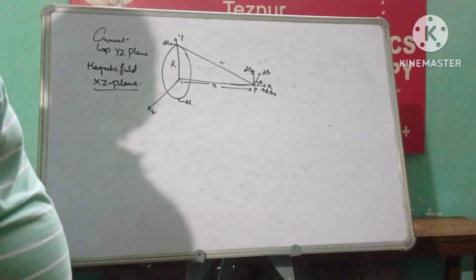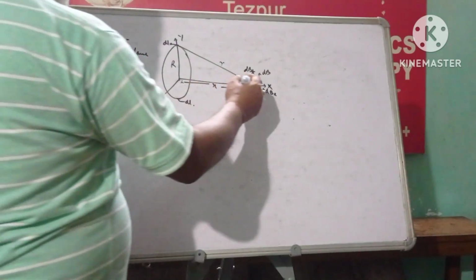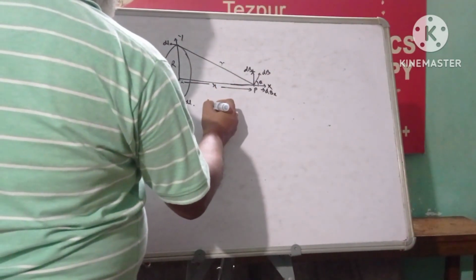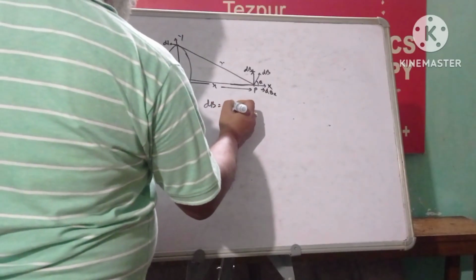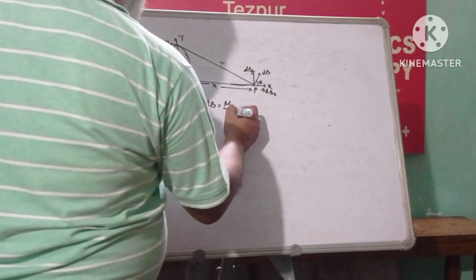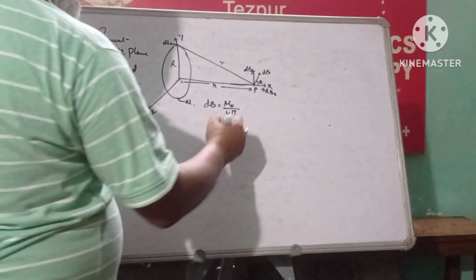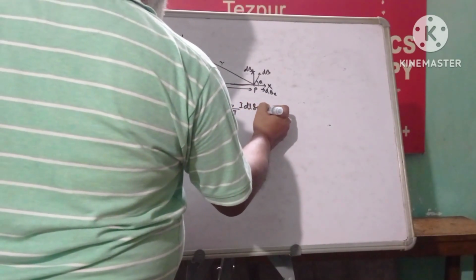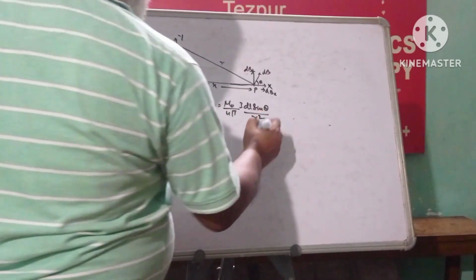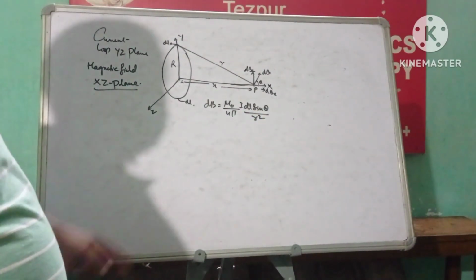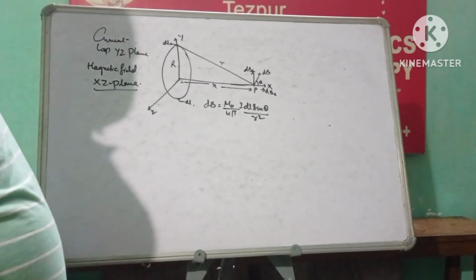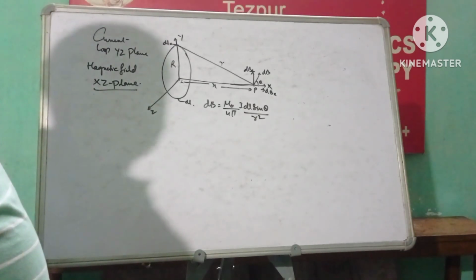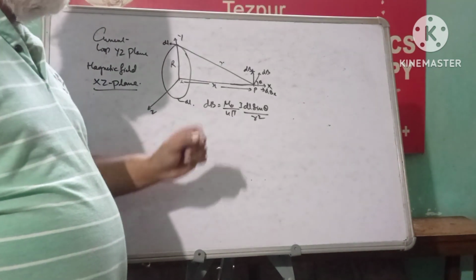Now here we are going to use the Biot-Savart law. According to the Biot-Savart law, the magnetic field dB is equal to mu naught by 4 pi, I dl sine theta by r square. This will be your magnetic field at point P. So this is the Biot-Savart law, you must remember.